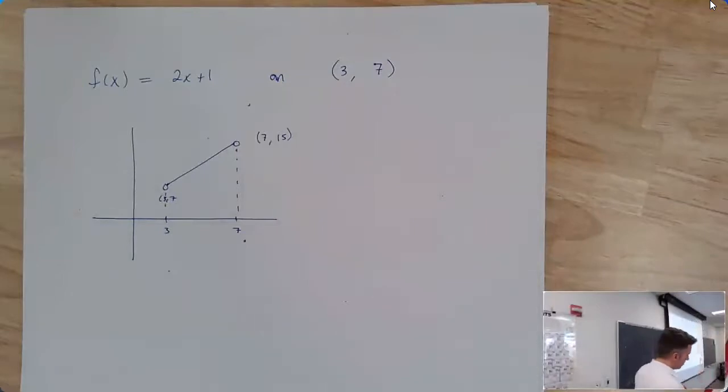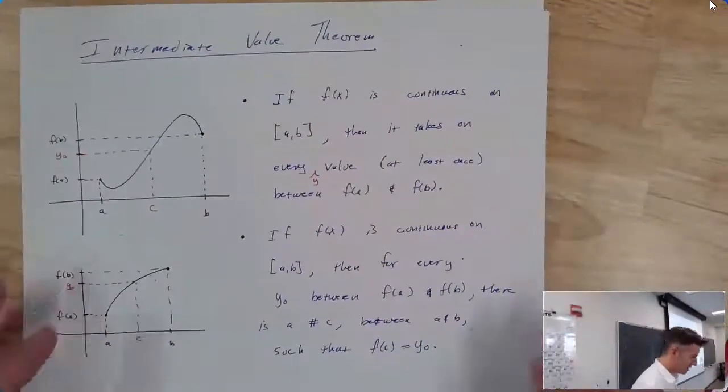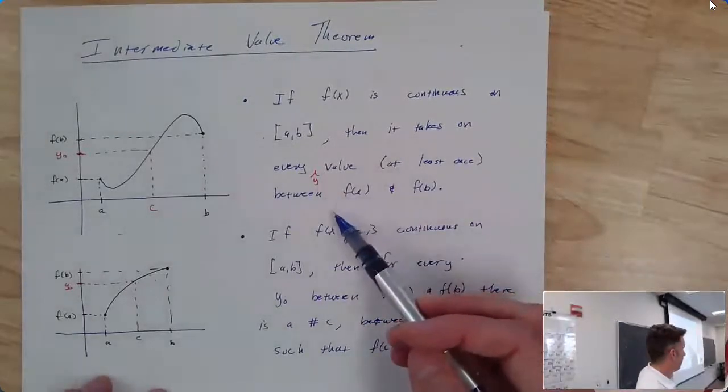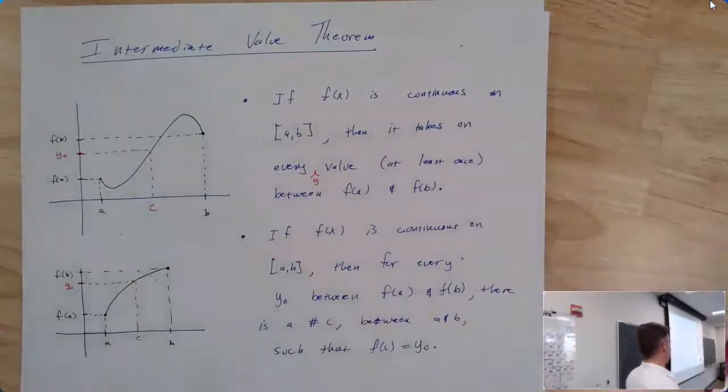So let's look back at what the theorem says. The theorem says we're going to take on every value between f of a and f of b, but we don't have an f of a and f of b to really talk about. So that's why we're having an issue here, because there aren't endpoints to even deal with in the first place.